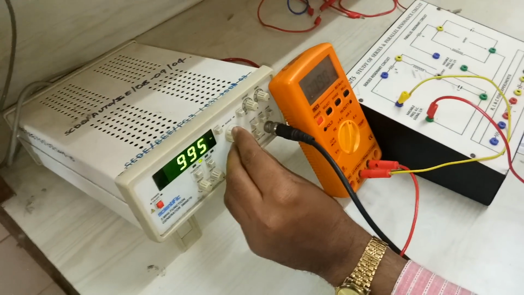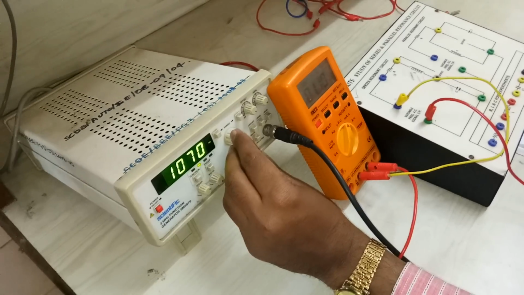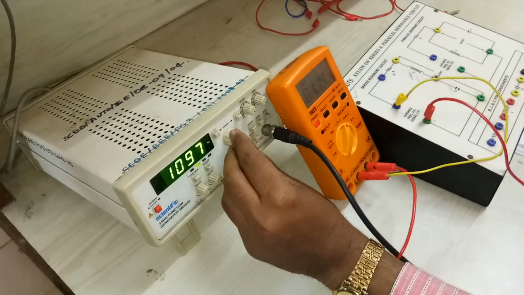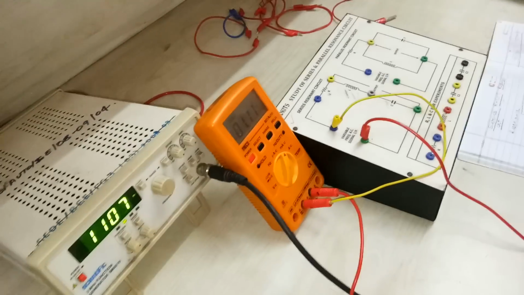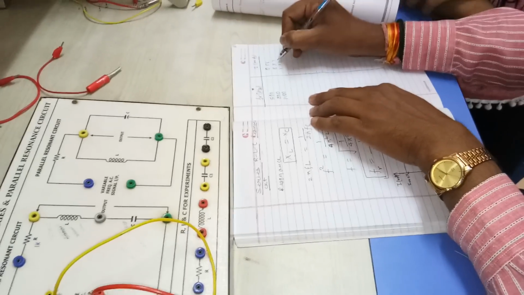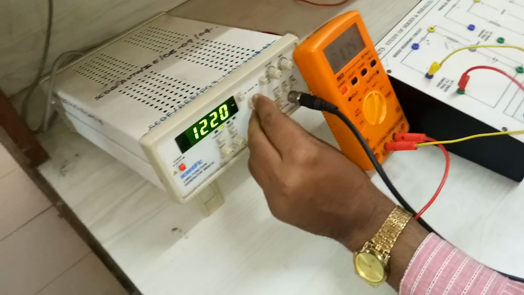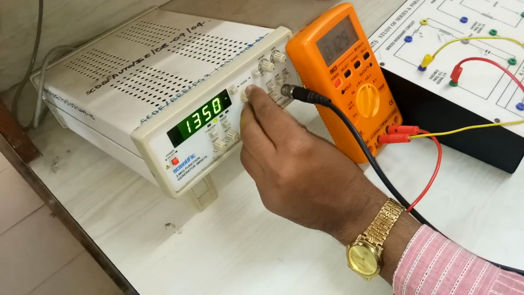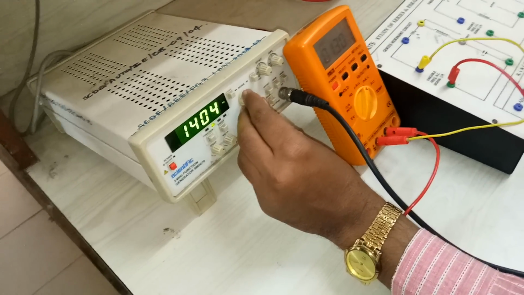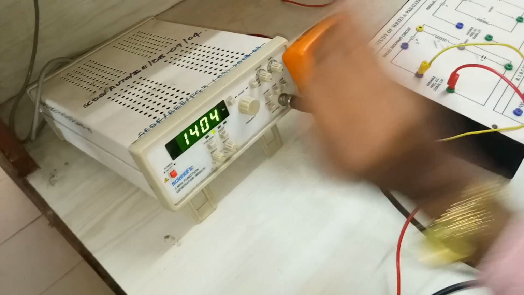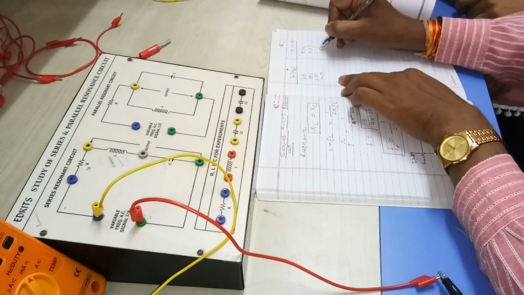Then 1100. Now we have the 1100. Okay, and so current is, it is the 1100. Current is 1.11 milliamp. Okay, then 1400. This is near about 1400. So frequency is 1400, current is 1.3 milliampere.